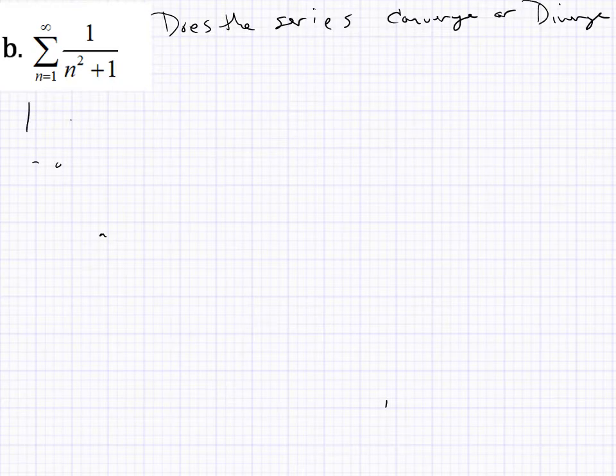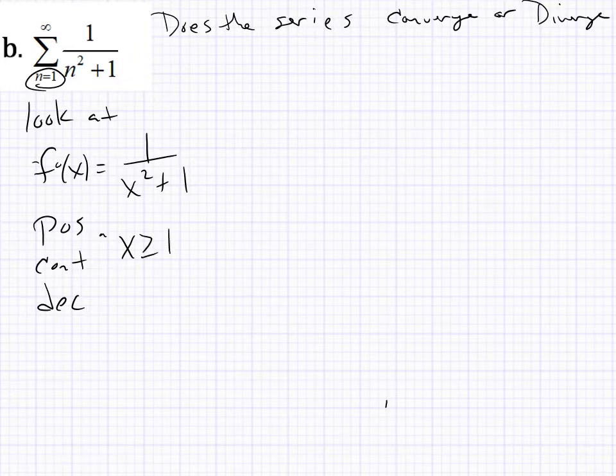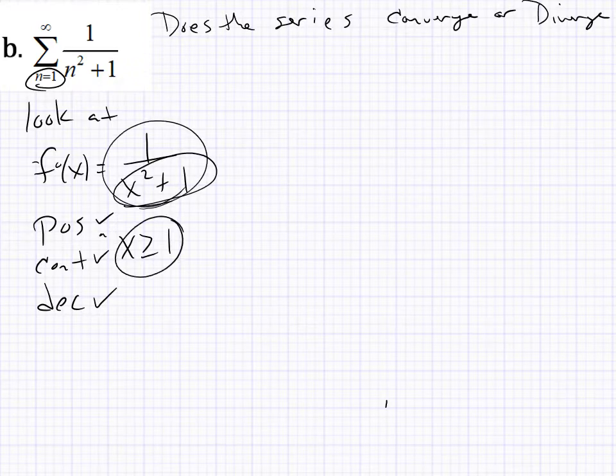Right, so we're going to look at f of x to be 1 over x squared plus 1. Is that positive, continuous, and decreasing? For x, in this case again, greater than or equal to 1. And yeah, positive, yeah, continuous, yeah, decreasing, for all the same reasons, right? Positive, clearly. Continuous, yeah, this is never 0 for these x's. And decreasing, since this thing is going to 0, as x gets bigger, this will get smaller, so decreasing.